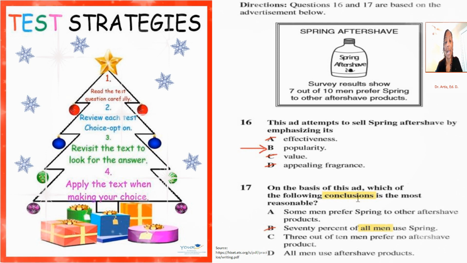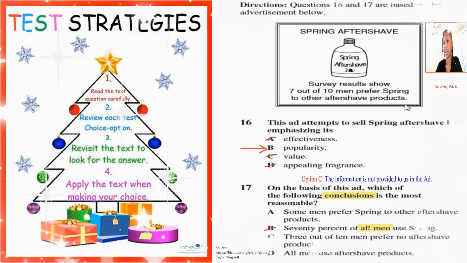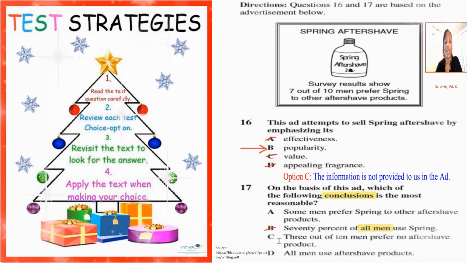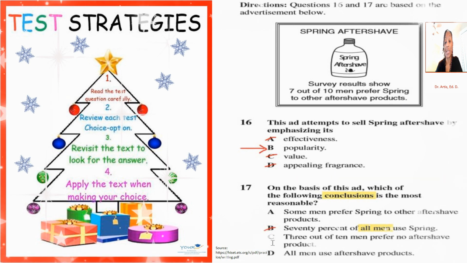When we look at option C, we have 3 out of 10 men preferred no aftershave product. Well, we know that the 3 men who did not choose spring aftershave did have the option of choosing other aftershave products that were being used in the survey. So in terms of us being able to draw this as a reasonable conclusion, we cannot, because the other men could have chosen one of the other products. So 3 out of 10 men prefer no aftershave products. We're going to eliminate option C because we cannot draw this as a reasonable conclusion.